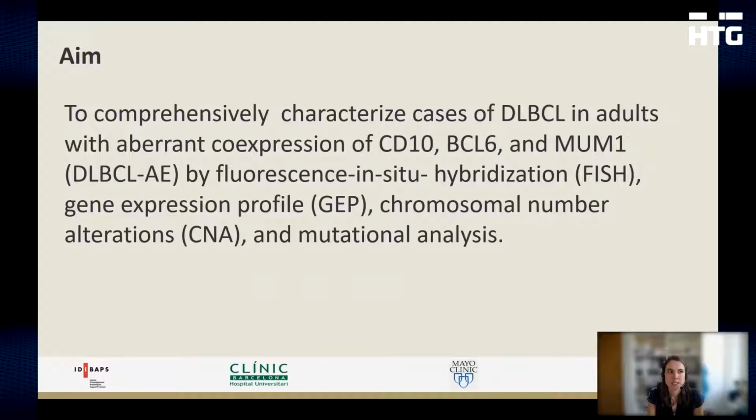Our aim in this study was to comprehensively characterize cases of diffuse large B-cell lymphomas in adults with an aberrant co-expression of CD10, BCL6, and MUM1. We call them DLBCL with aberrant expression, by FISH, gene expression profiling, chromosomal copy number alterations, and mutational analysis. We were puzzled by the phenomenon that CD10 positivity co-occurs with BCL6 and MUM1 positivity.